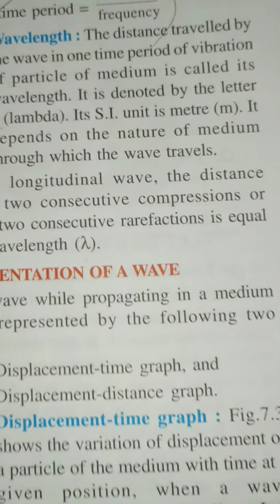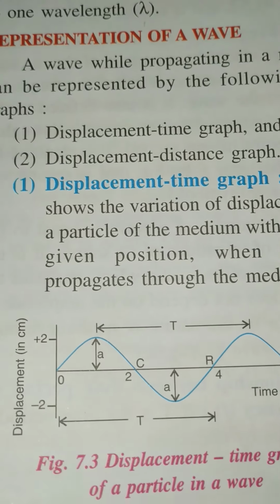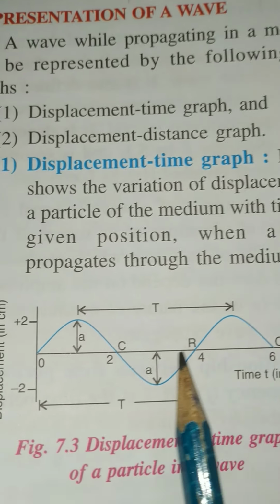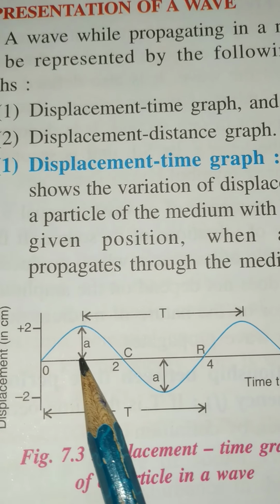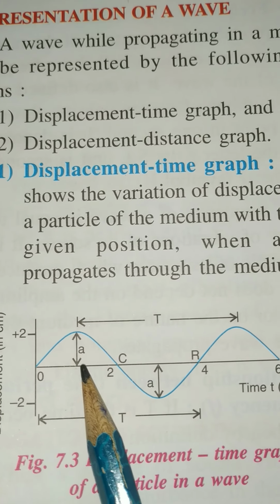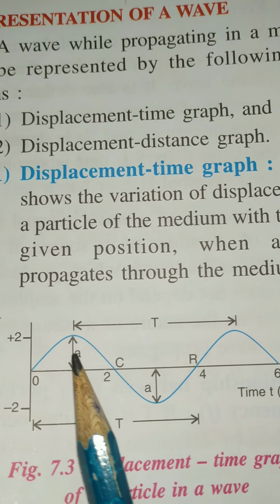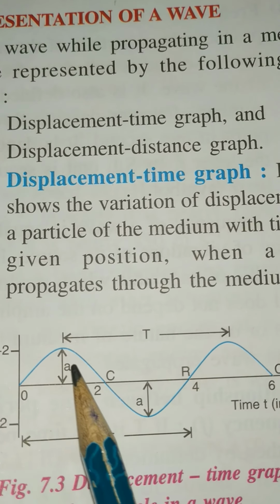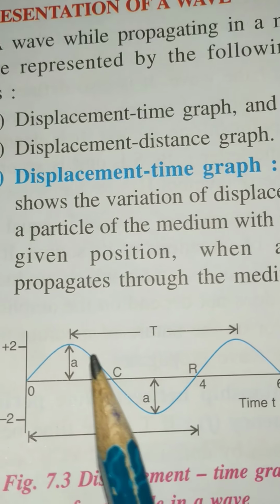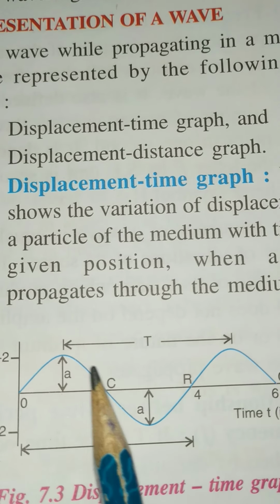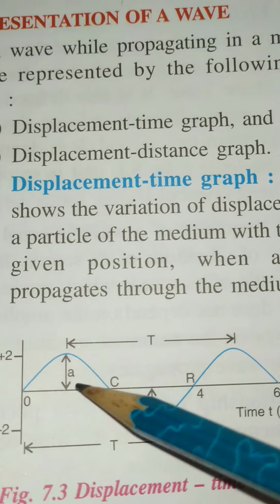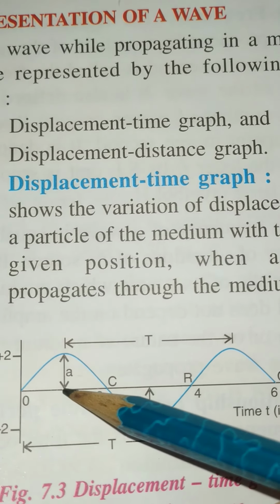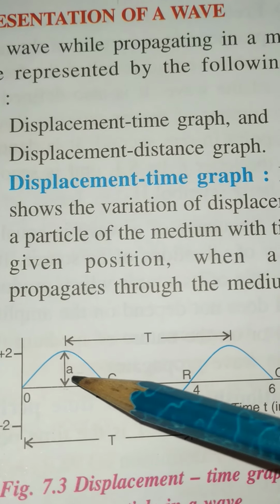Okay, now here you can see this is the diagram of the wave. So this is A, meaning the amplitude. Amplitude I have told you: the maximum displacement of the particle of any wave from the mean position on either side of its mean position. So this distance is A, that is the amplitude.